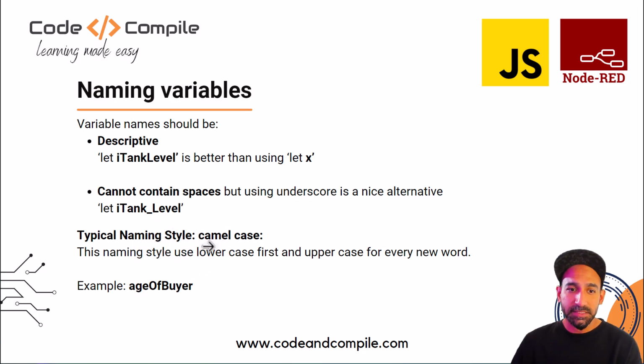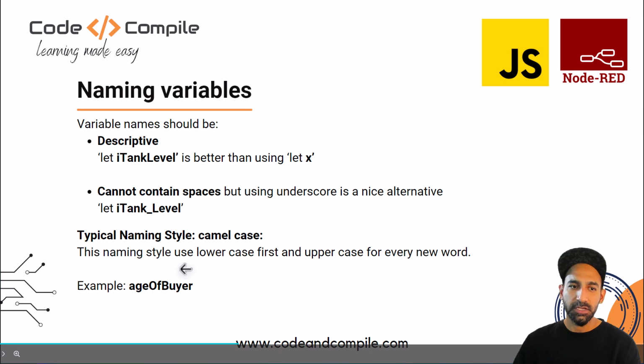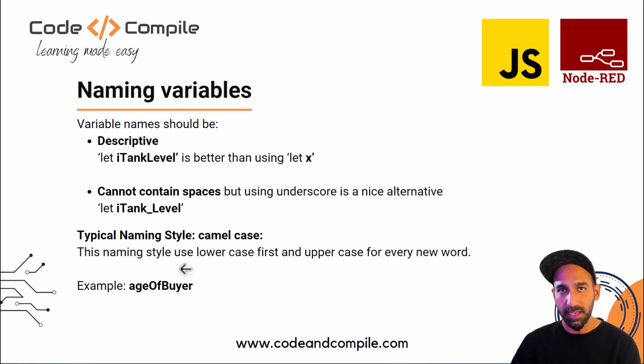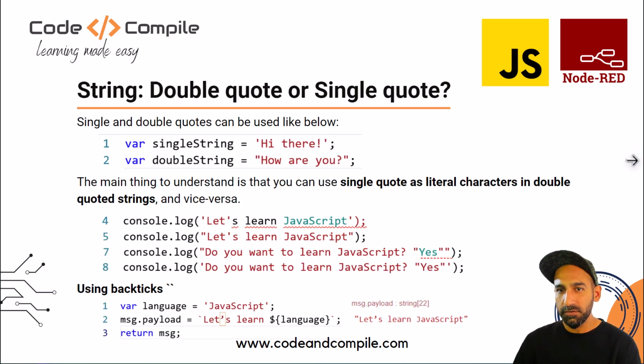Then, one naming style is camel case, which means the first letter is small and every following word starts with a capital letter. For example, ageOfBuyer: A is small, and O and B are capital. This is the camel case way of naming variables. There are different ways as well, Hungarian style for example, so it's totally up to you how you want to do it. But this is just a recommendation to make it easy for others to read and understand your code. So this was about naming the variables. In the next video, we will talk about strings, double quote or single quote. Sometimes it's confusing. So see you in the next video.